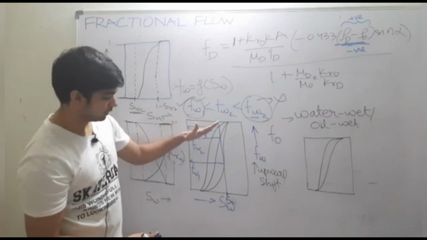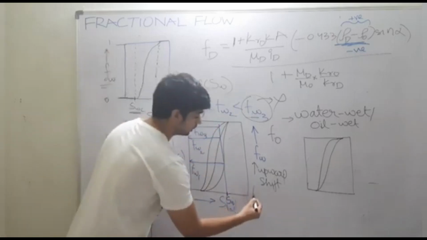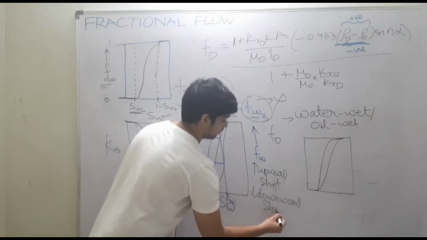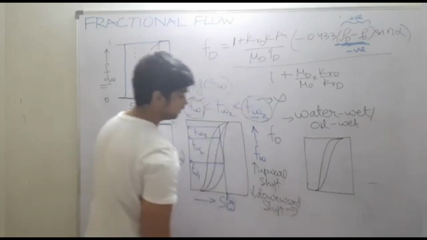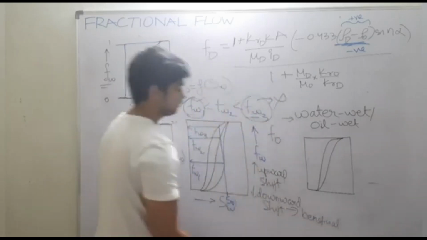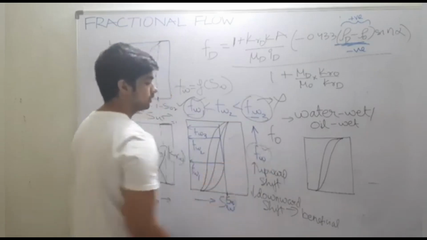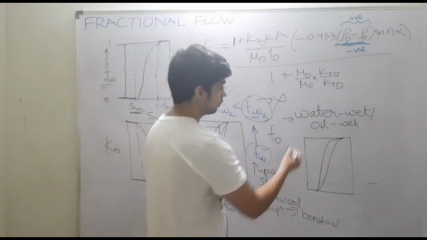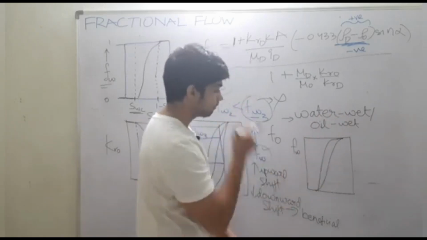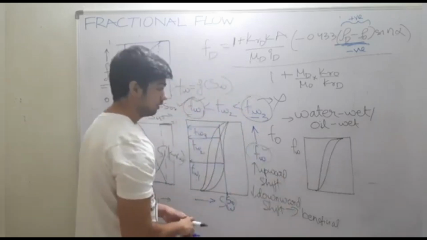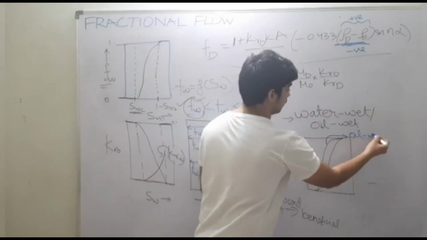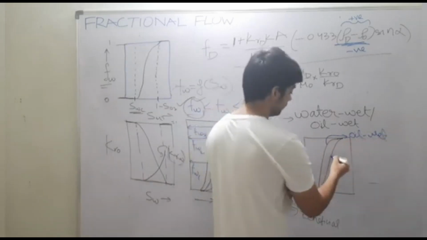If the fractional flow is this way, if there is a downward shift in fractional flow, then you can conclude that that condition is beneficial. And reduction of FW is something which we aim for. So if we compare water wet reservoir with oil wet reservoir, which one of them will be oil wet? So this will be your oil wet and this will be your water wet.